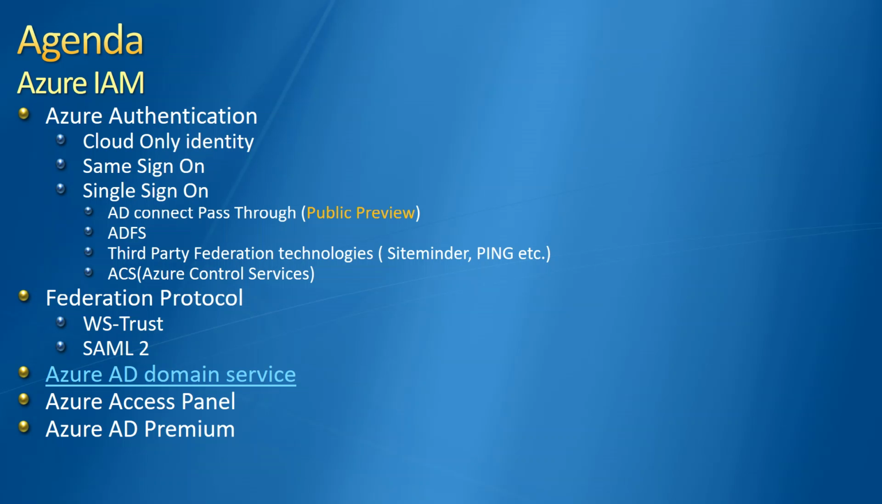Today I'm going to talk about Azure AD Domain Services, which is a managed domain service offering that Microsoft has recently released. In the past, it was in preview. Now it is in GA, generally available, so anybody can make use of this. In future sessions, we will cover more on Azure IAM, such as Azure Access Panel and Azure AD Premium, and we'll keep adding topics as and when we start working on others. So let's get right into Azure AD Domain Services.